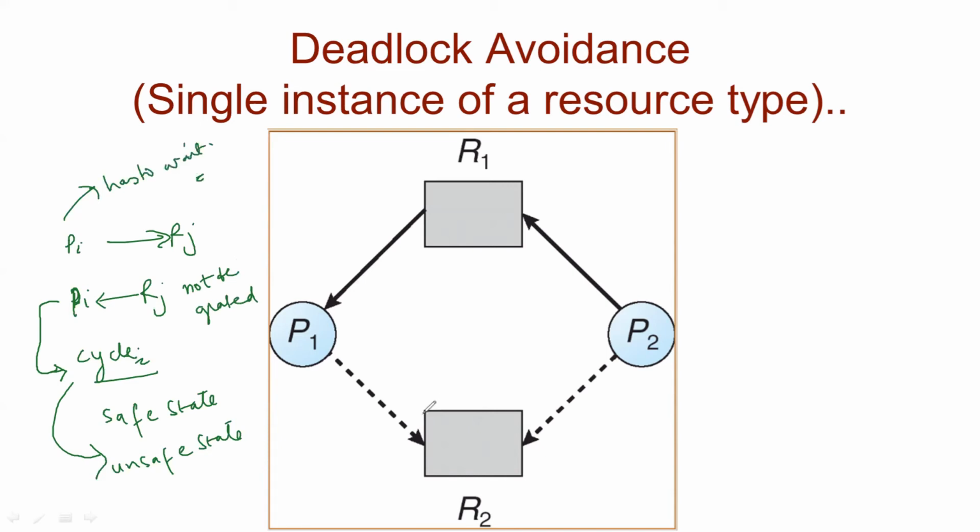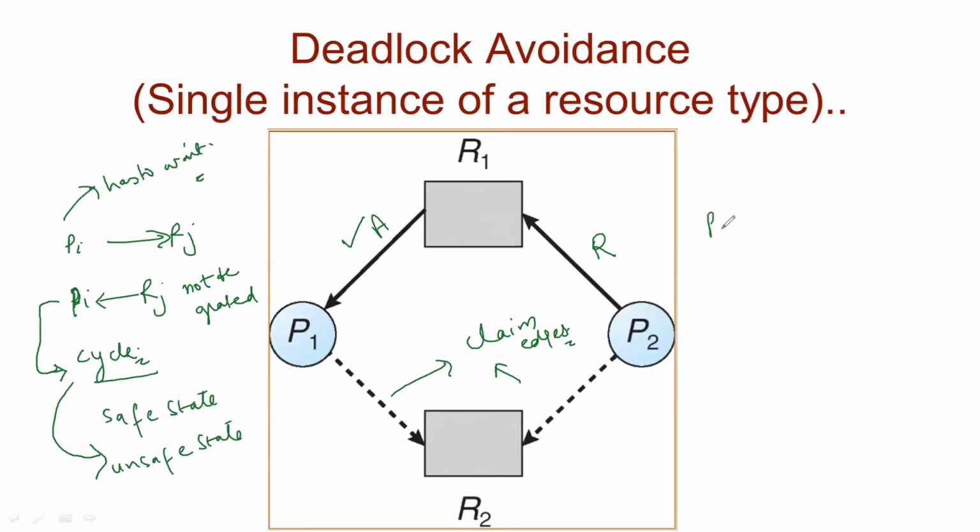Now, in order to understand this, let's take this example which is shown here. In this example, this edge is an assignment edge, this edge is a request edge, and these two edges are claim edges. It means both P1 and P2 may request resource R2 in future. But R2 is still free, as you can see in the graph.